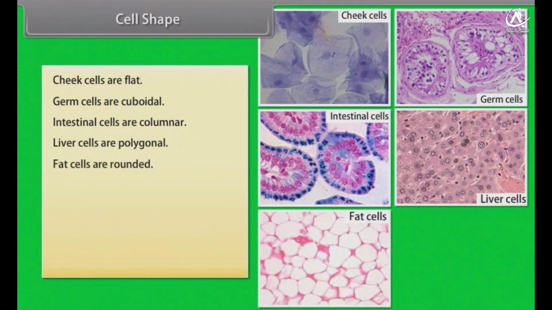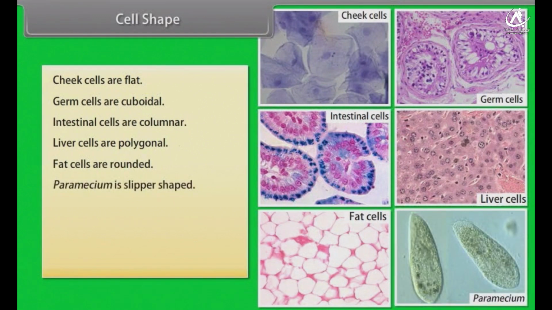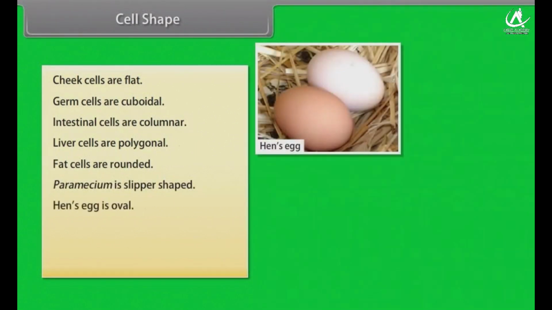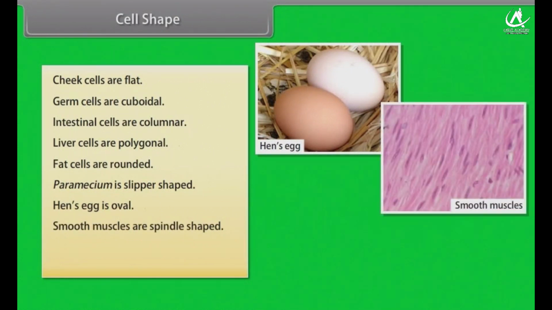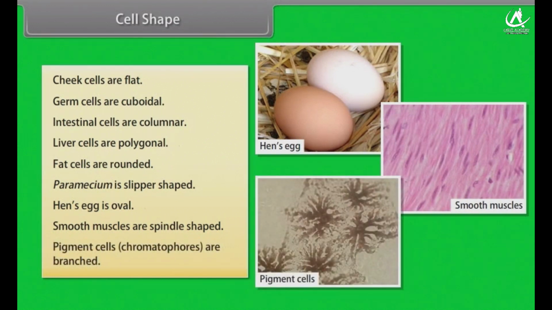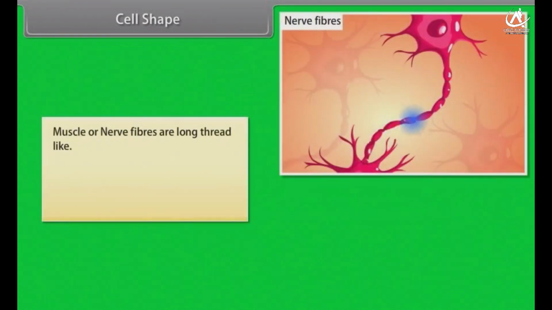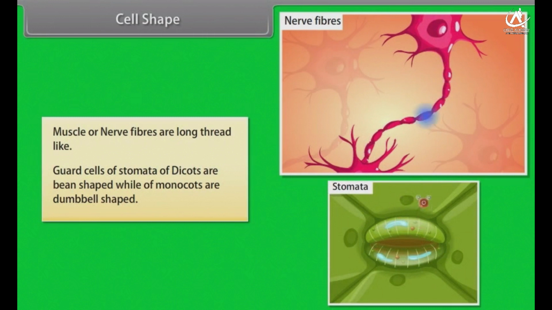Fat cells are rounded. Paramecium is slipper-shaped. Hen's egg is oval. Smooth muscles are spindle-shaped. Pigment cells, that is, chromatophores, are branched. Muscles or nerve fibers are long thread-like. Guard cells of stomata of dicots are bean-shaped, while of monocots are dumbbell-shaped.